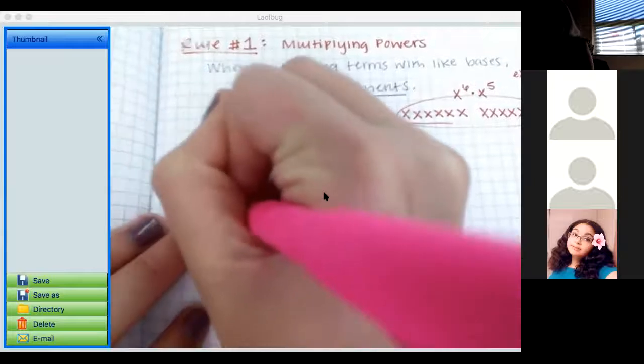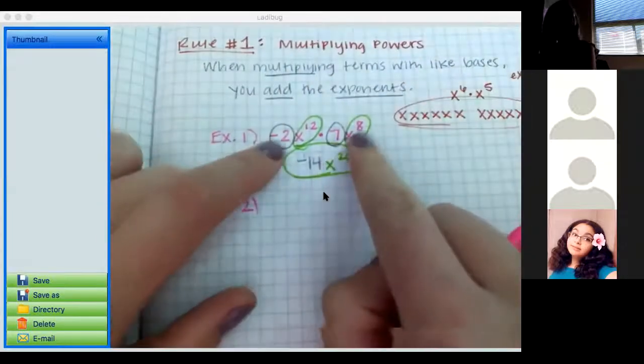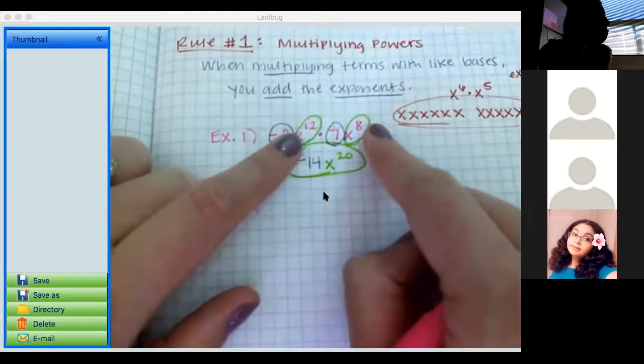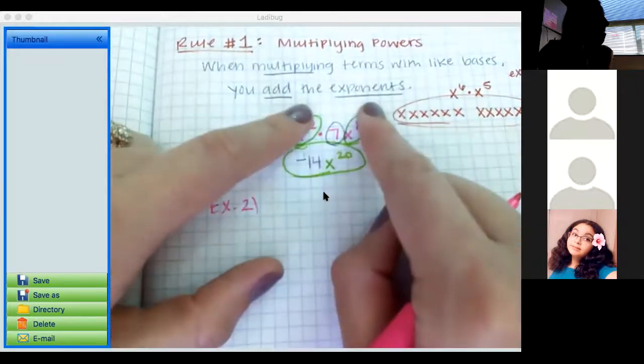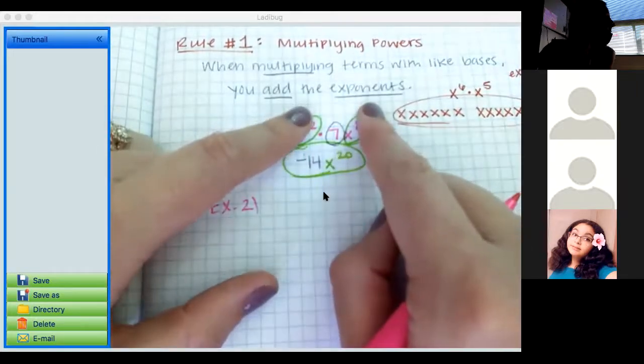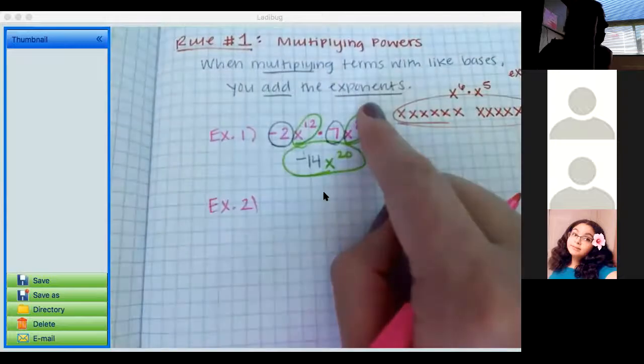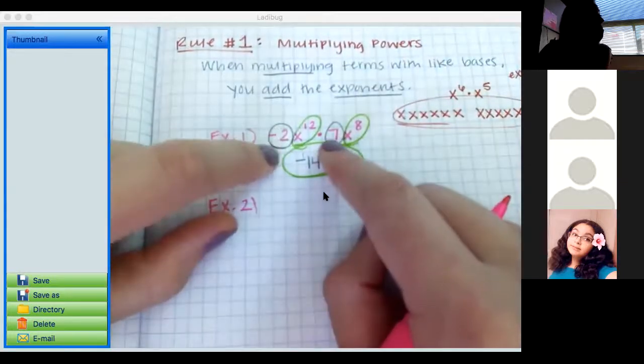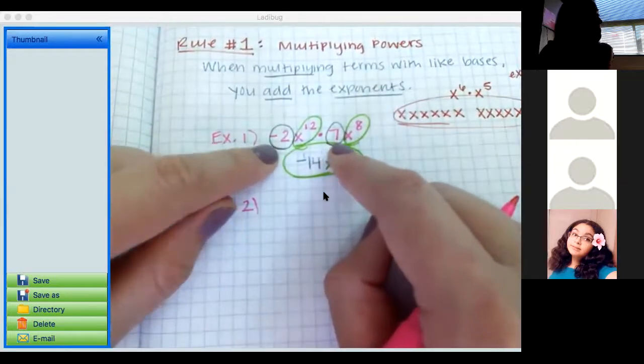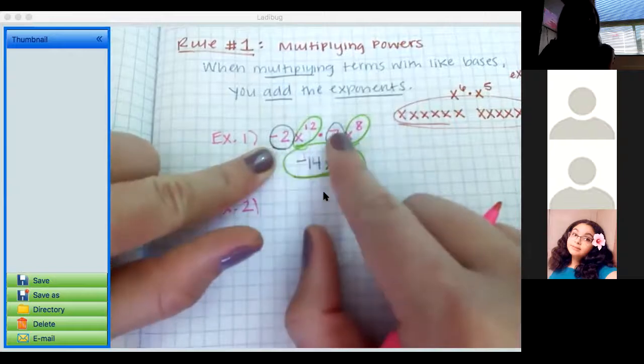Don't multiply the numbers out front. Those are not exponents. Don't multiply the exponents, you add. Because if you expand them out and put them together, they're combining, they're adding. The numbers out front, you do multiply, because they are not exponents. That is literally saying negative 2 times 7.